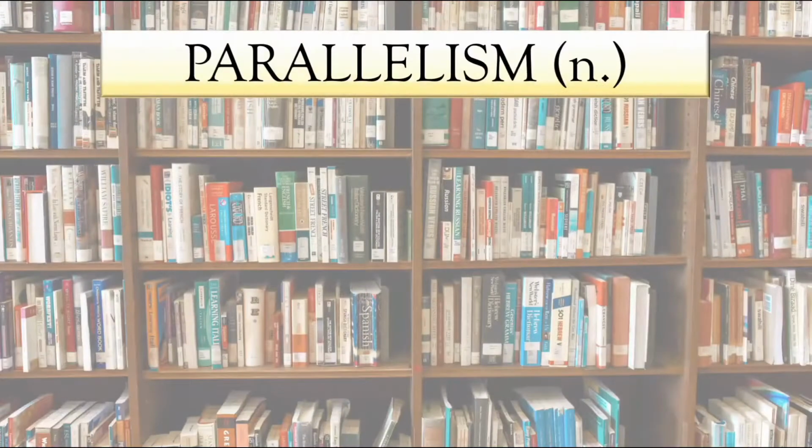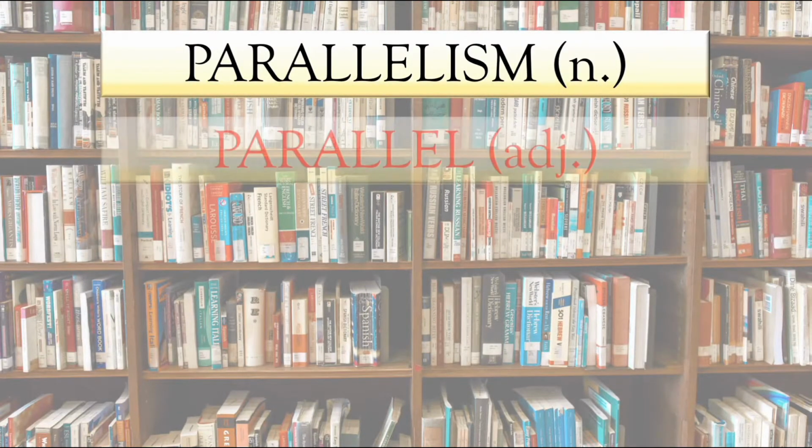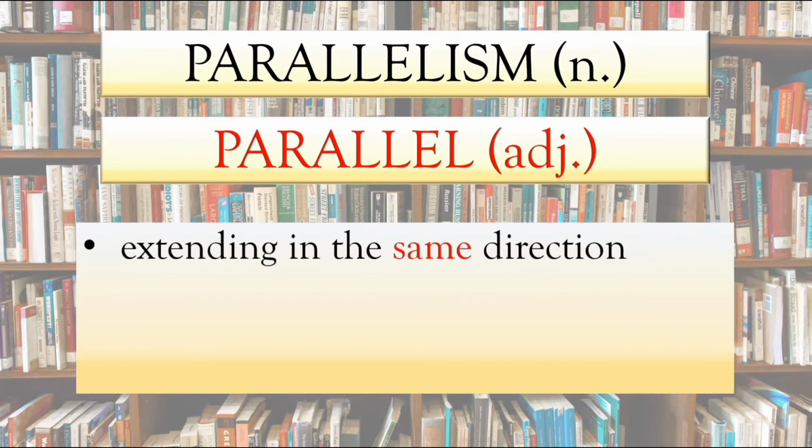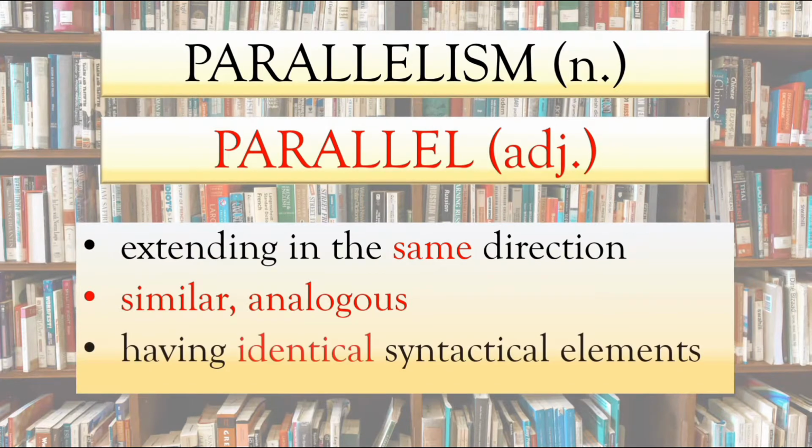So guys, going back to our topic, let's start. First, let's define parallelism. So what is parallelism? First, let's define its root word, which is parallel. As per Merriam-Webster, parallel means extending the same direction, similar or analogous, or having identical syntactical element. I've highlighted the words same, similar, analogous, and identical so we could associate the word parallel to these words.